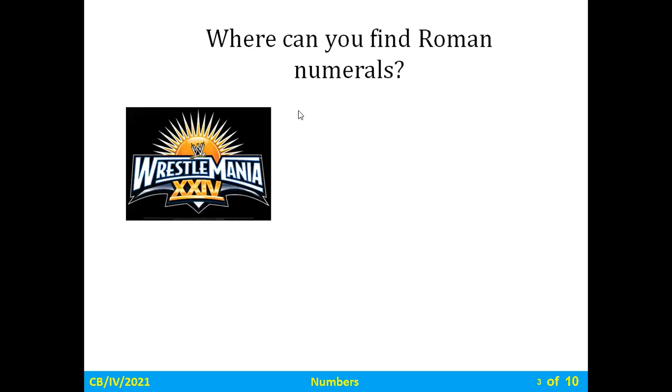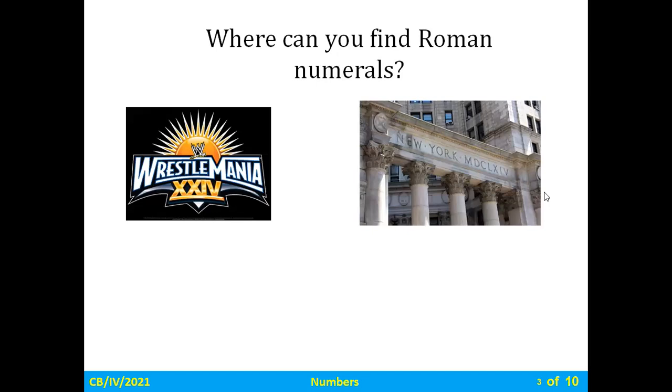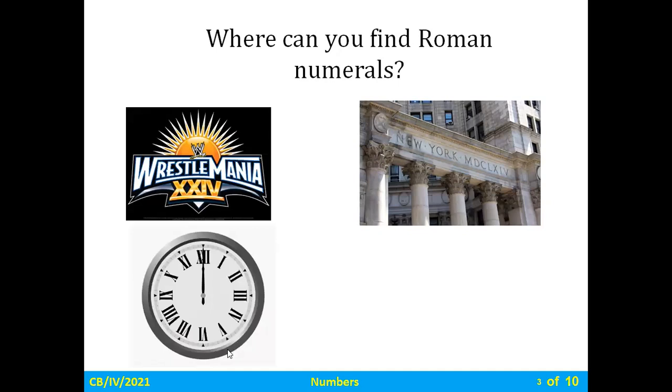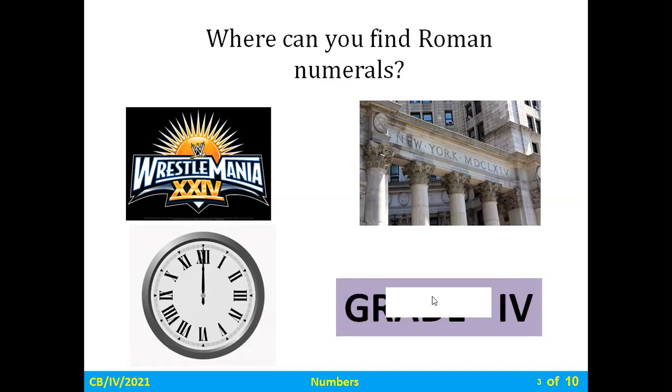You can see it is used in games or movies. Then it is used on old buildings. Here you can see. Then it is also used now in clocks or wristwatches. The time is written in Roman numeral form. And as you can see, now also we use it in writing our grades, right? The grades which we write, first, second, third, fourth, fifth, we write in Roman numerals.